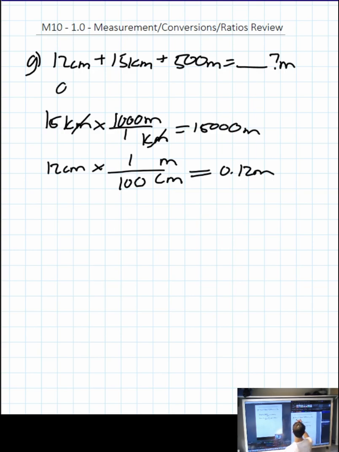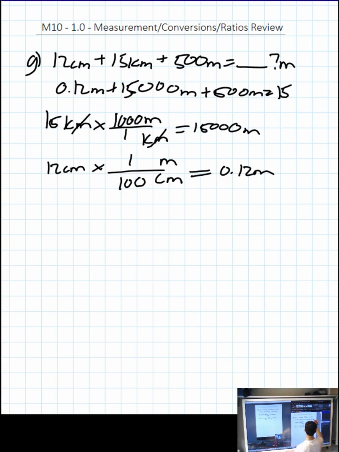So 0.12 meters plus 15,000 meters plus 500 meters equals, be careful on the size, 15,500.12 meters. And we can circle our answer. That is 15,500.12 meters. So we could have converted them all into different things, but they wanted it in meters, so we're going to convert them all into meters. They might have asked for all centimeters, they might have asked for all kilometers, etc.